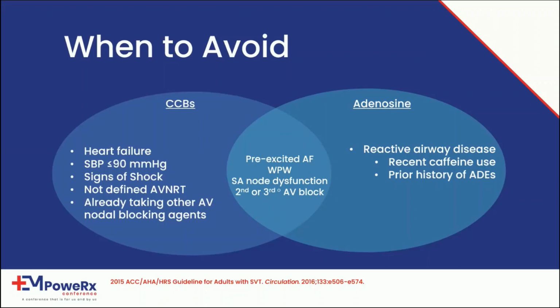Also avoiding these in pre-excited AFib, right, where you have that accessory pathway that if you block and inhibit the AV node, you kind of make that accessory pathway the main pathway and can precipitate ventricular arrhythmias in that regard with either agent.